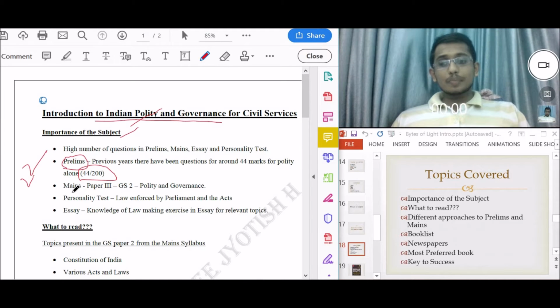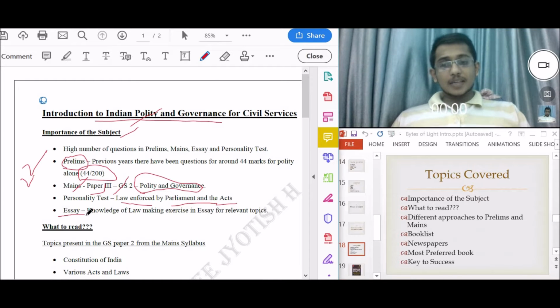And when it comes to mains, that is paper 3, and that is GS2, that is General Studies 2, that is Polity and Governance. The paper itself has the name, and you can understand the importance of this particular subject. A whole paper is on this subject. And in personality test, that is interview, you will have to know some of the laws enforced and by the parliament and other acts, as you are going to be a bureaucrat, you need to know all these things, and it will help in that way.